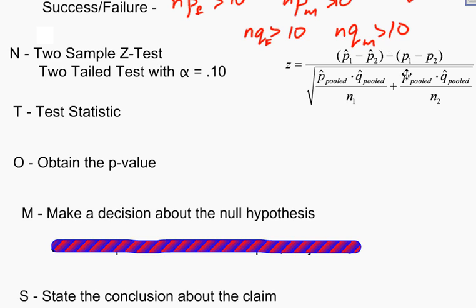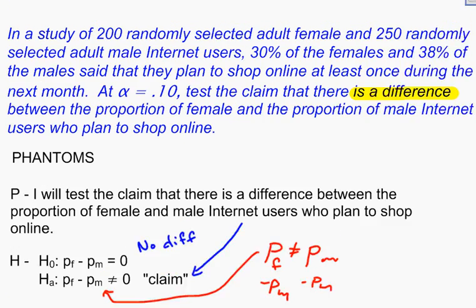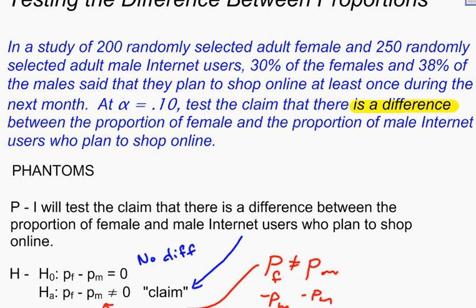Now if we go back, my original question does give me the sample size for the females and the sample size for the males, but it does not give me the actual number of males and the number of females out of the 200 or out of the 250. It just tells me it is 30% of the females and 38% of the males.